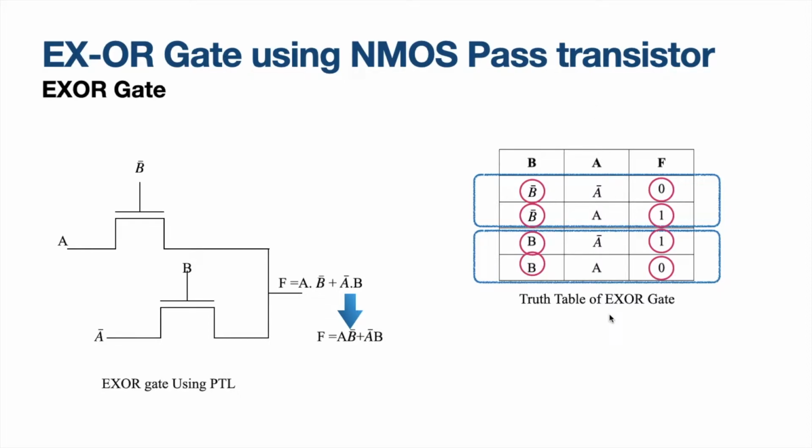In the column A, we have to do the same. Wherever you find 0, replace with A bar. Wherever you find 1, replace with A. This is the second step. Then, we have to write the output.